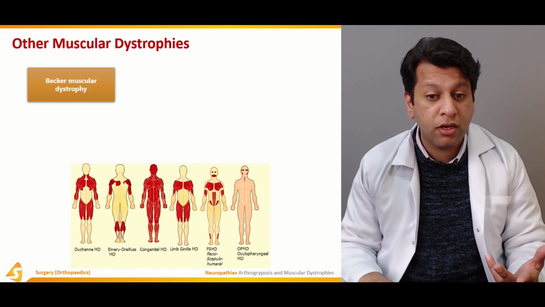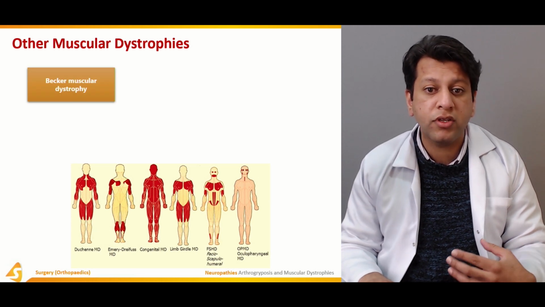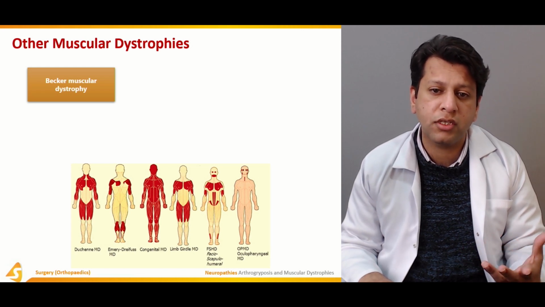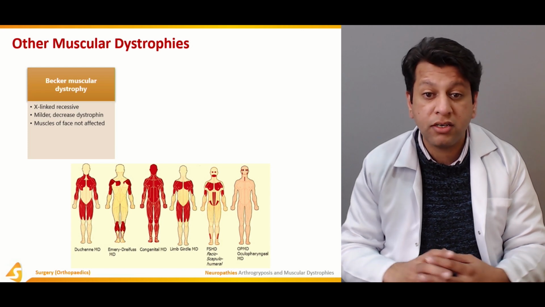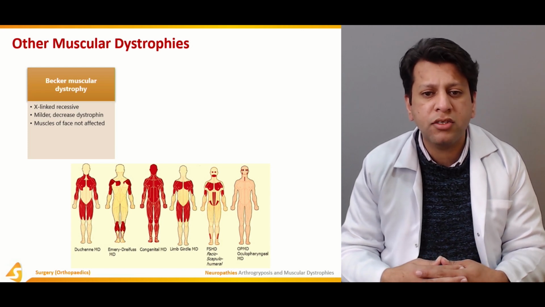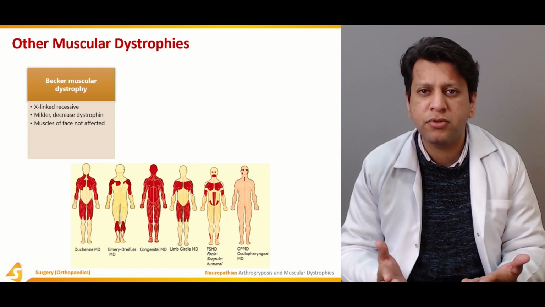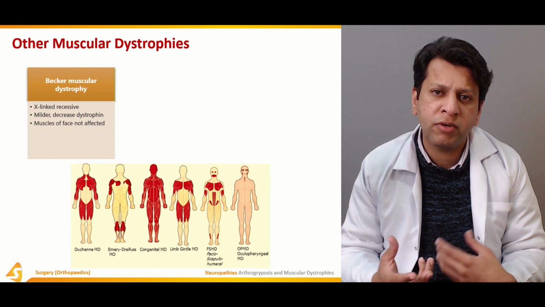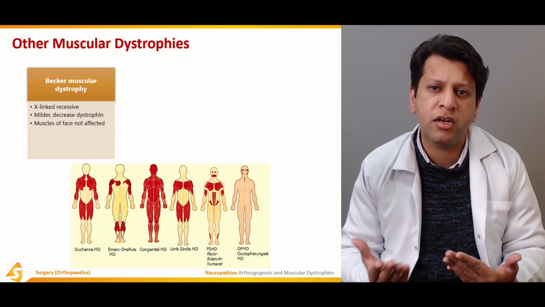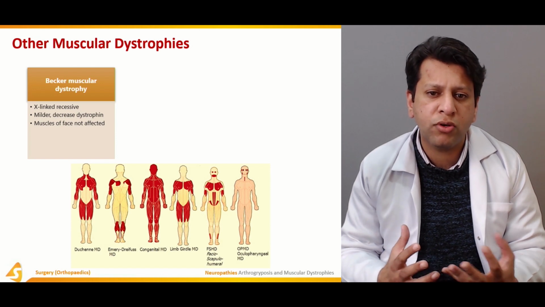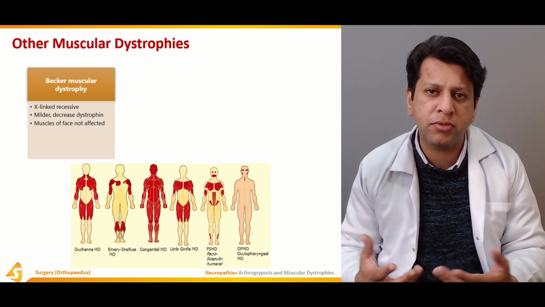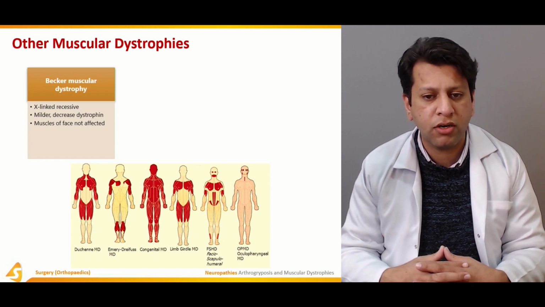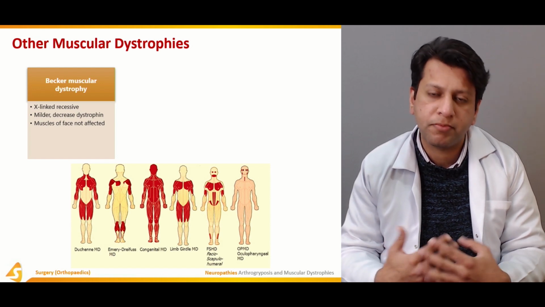These include Becker muscular dystrophy, which is allelic to this gene, but the slight difference is that, like Duchenne muscular dystrophy, it is X-linked recessive. It's a milder disease; there is not a complete absence of dystrophin, but a decrease in dystrophin. So the muscle is somewhat spared and somewhat affected. Therefore, overall it has milder symptoms, and usually they live longer because they have lesser complications. Usually the muscles of the face are not affected at all.